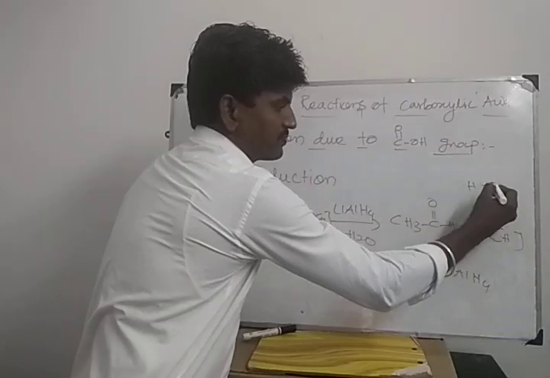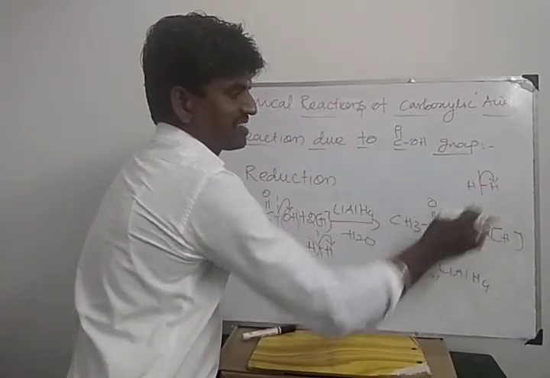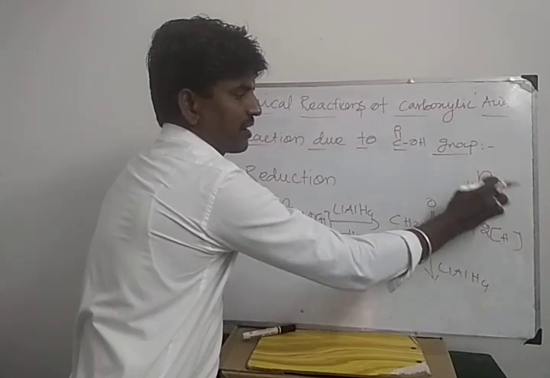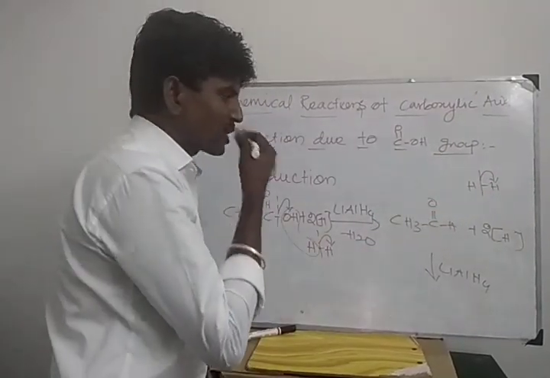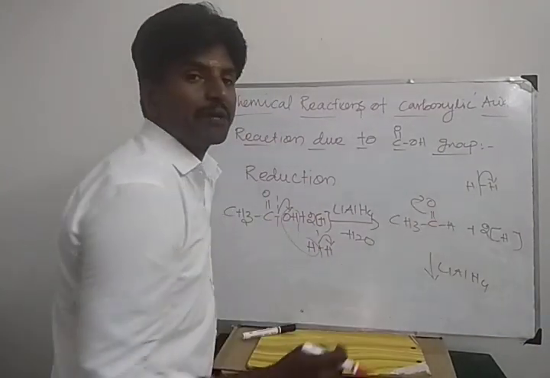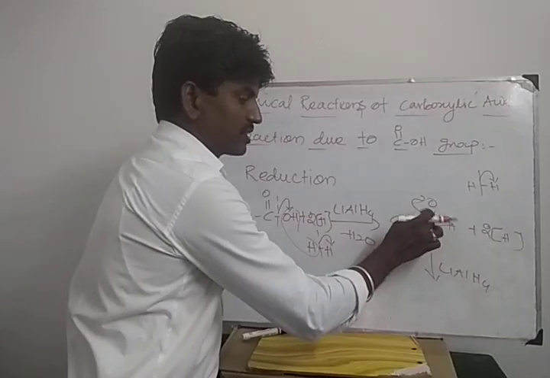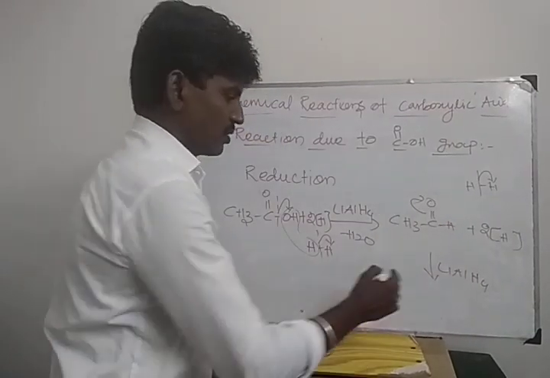H-H, one is H minus, another one is H plus. Compare carbon and oxygen. Which one is more electronegative? Oxygen. So oxygen takes one pair of electrons. Double bond becomes a single bond. O minus, C plus.